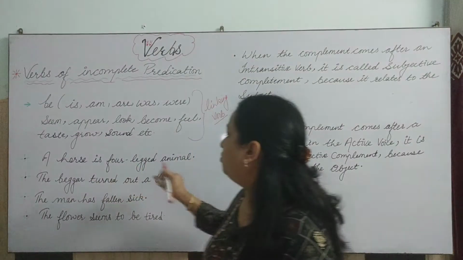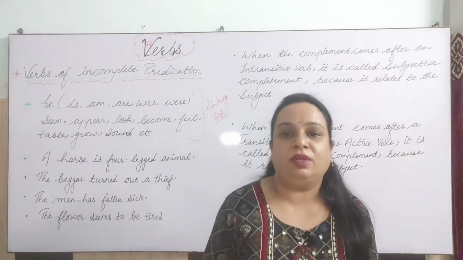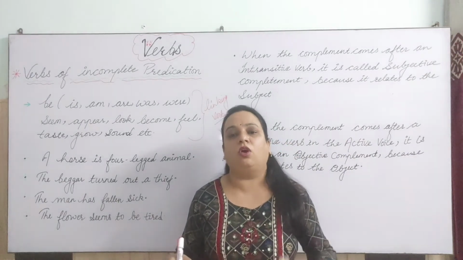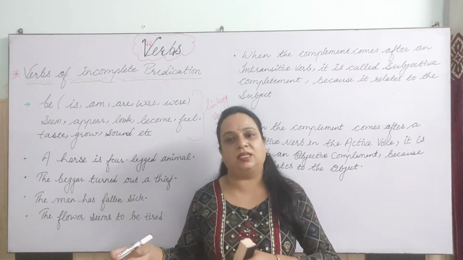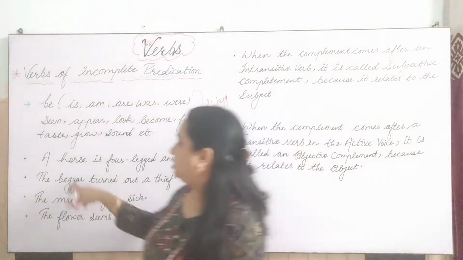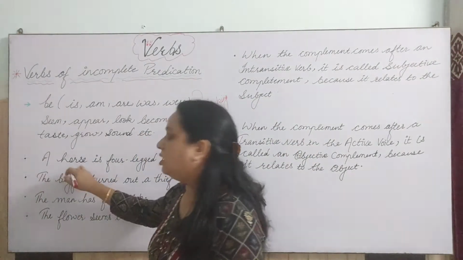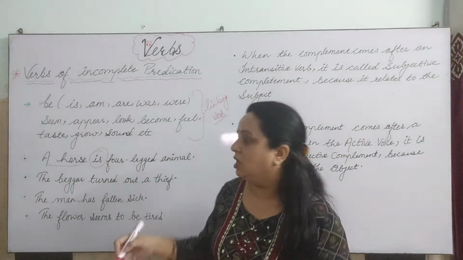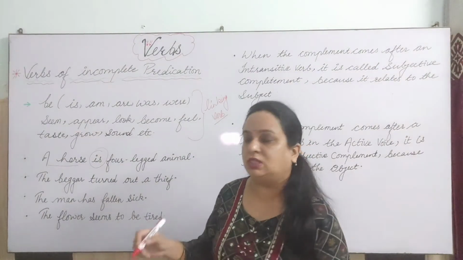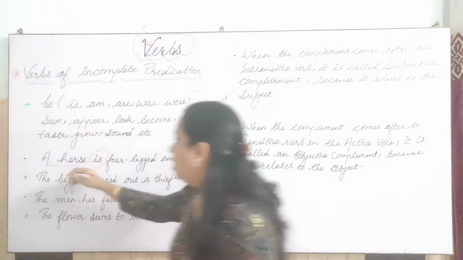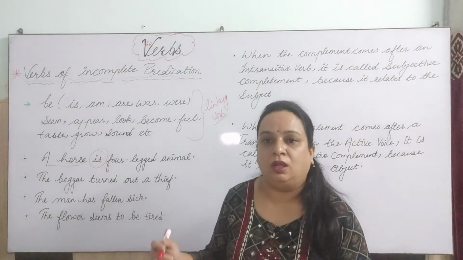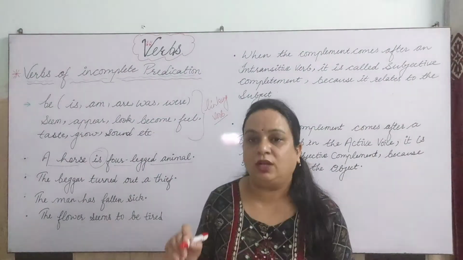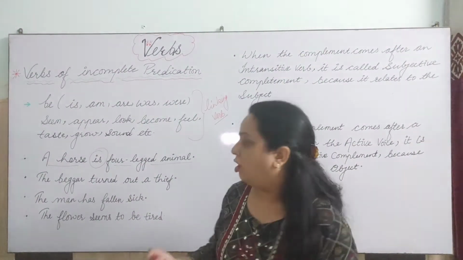"A horse is a four-legged animal." When the main verb is missing, the helping or auxiliary verb is considered the main verb. In this sentence, "a horse" is the subject and "is" is the helping verb, or it is working as the main verb here because it is stating something. But after that I need "four-legged animal" to complete the sense of the sentence.